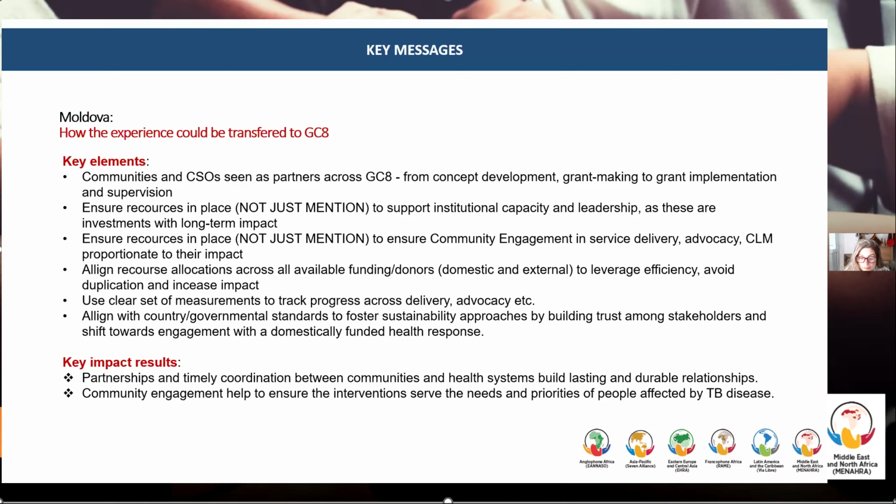We need to use a clear set of indicators, because we're speaking about community engagement, but we need to show figures. We need to show clear impact proportionate to the resources which are allocated. And never forget that every activity we are doing, we need to align with the country standards. Because if we are speaking about sustainability, we aim for sustainability, we need to see what the realities are, because otherwise we're wasting resources and we're not leveraging what we can do.